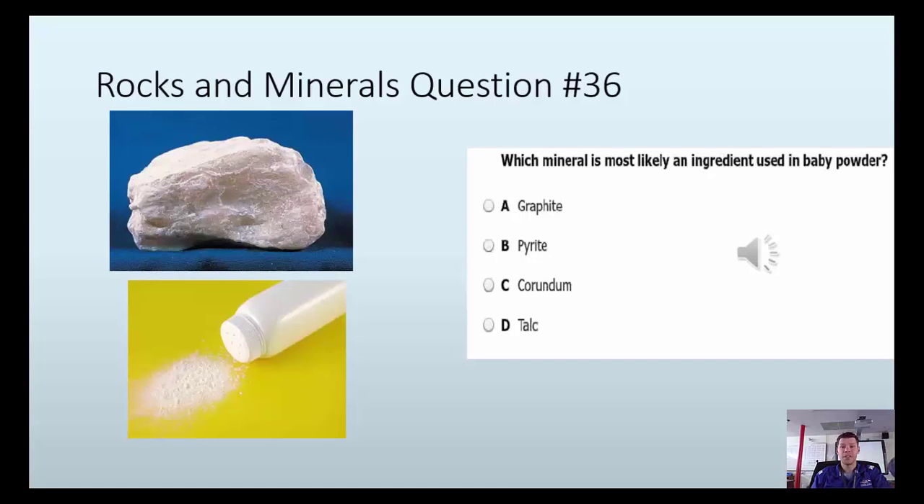Just a memory question. Which mineral is most likely an ingredient used in baby powder? And if you remember, the softest mineral there was talc. It has a hardness of 1, and you can just kind of rub it together and get this powder right here. So our best answer is not graphite. We use that for writing. Not pyrite. Remember, that was fool's gold. Not corundum. That's a very, very hard mineral. Would not be very good powder. The best answer is talc. D.